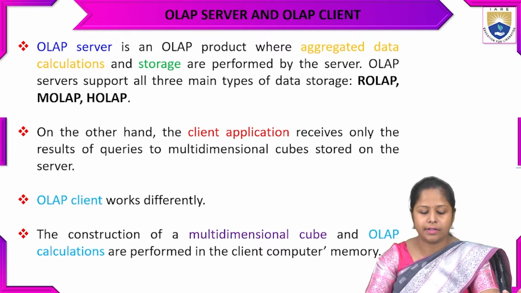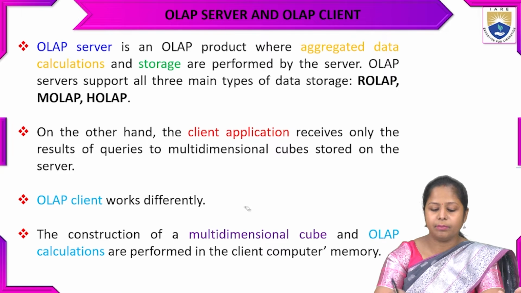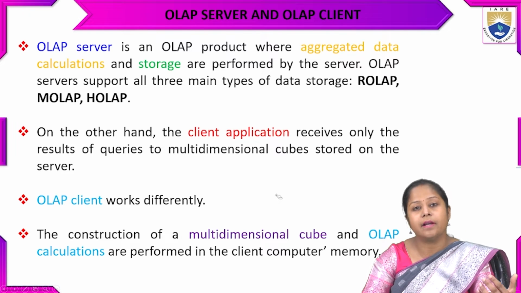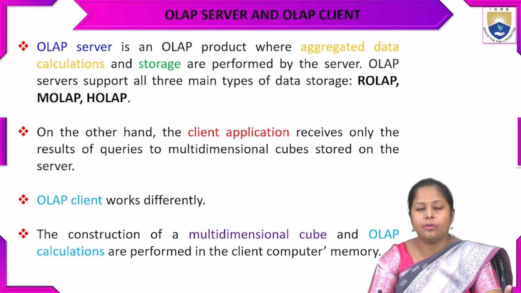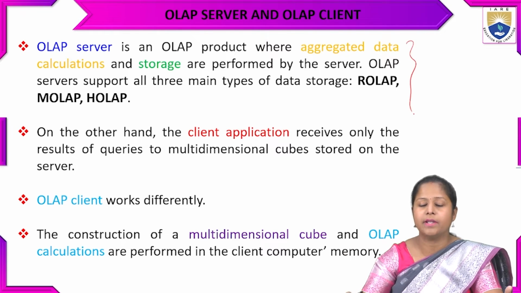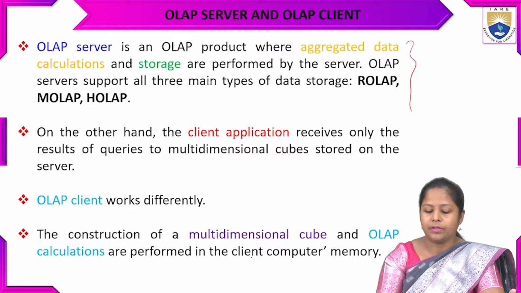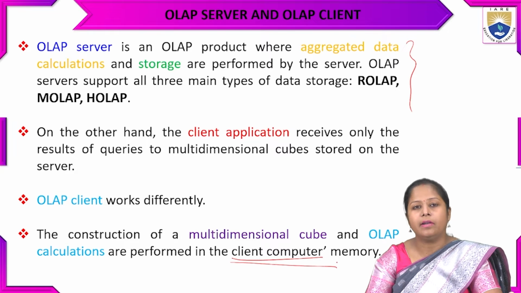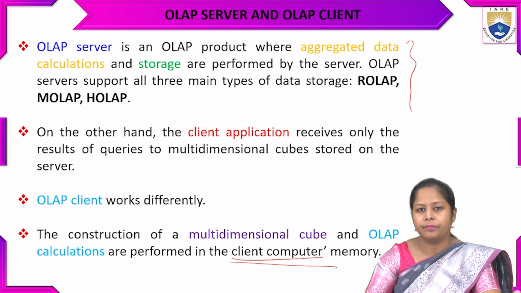The OLAP client works differently. The construction of the multi-dimensional cube and the OLAP calculation are performed in the client computer's memory. That is the main difference, because on the OLAP server all the calculations are performed on the server side, whereas here all the calculation and analysis operate in the client computer's memory.